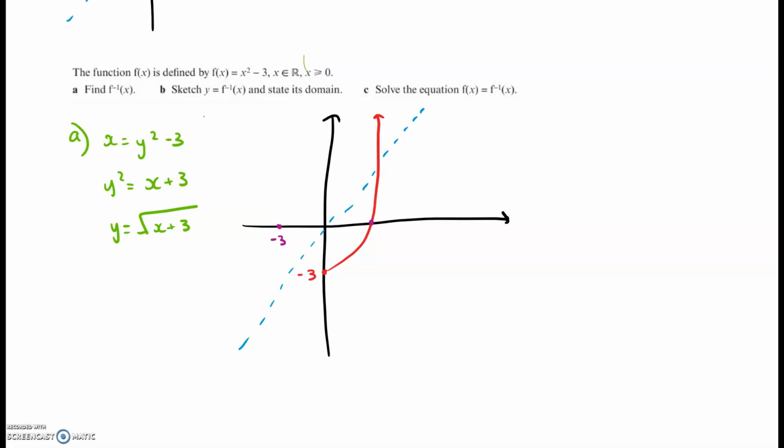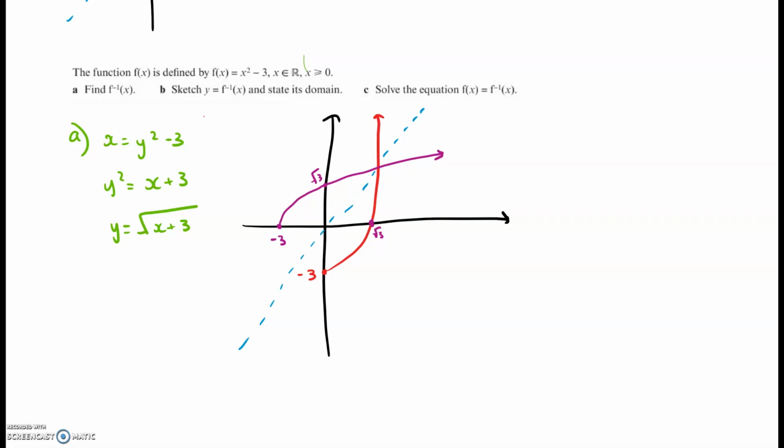Okay. In this case, at this point here, I would have an x-intercept for this function, our original, at root 3, which means that I'm going to have a y-intercept at root 3 on my inverse function. So that's going to come up and across, and then kind of look a little bit like that.